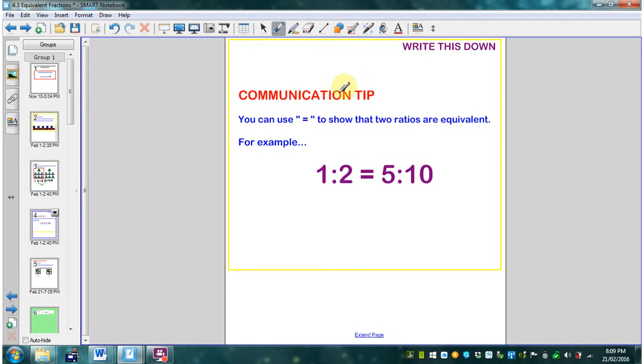Okay, so just a little communication tip for when you're using the language of math. You can use the equal sign to show that 2 ratios are equivalent. So for example, we talked about how 1 to 2 is the same as 5 to 10. So we can use that equal sign to show that they're equivalent, that they're the same.